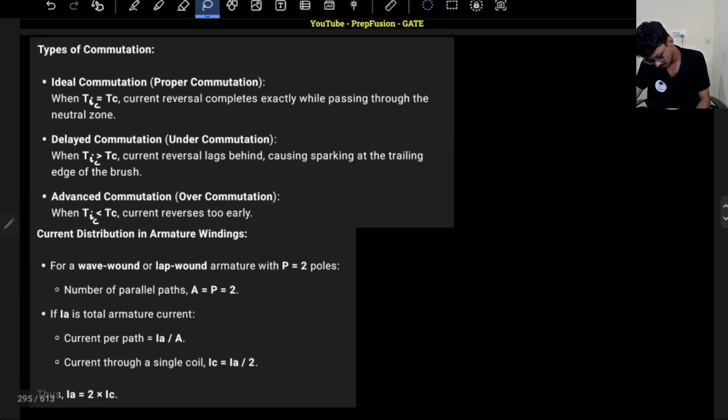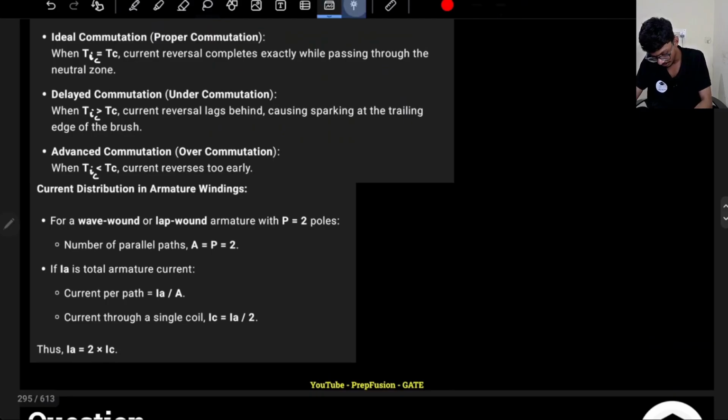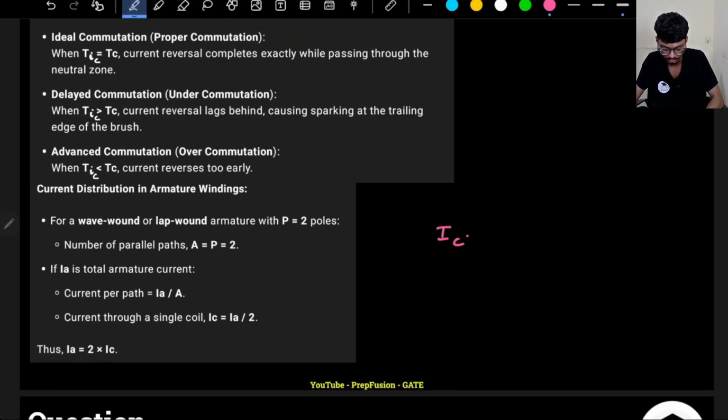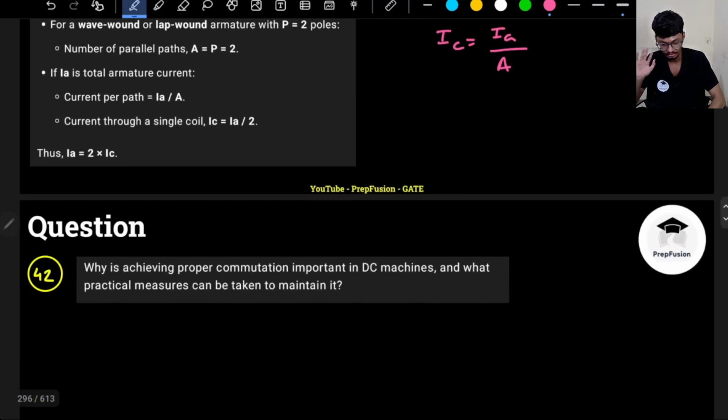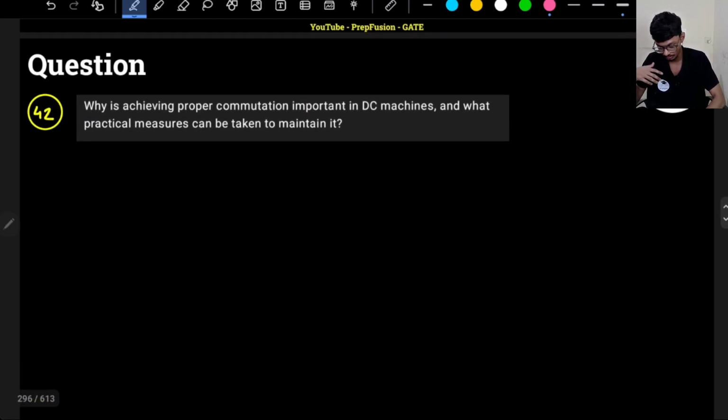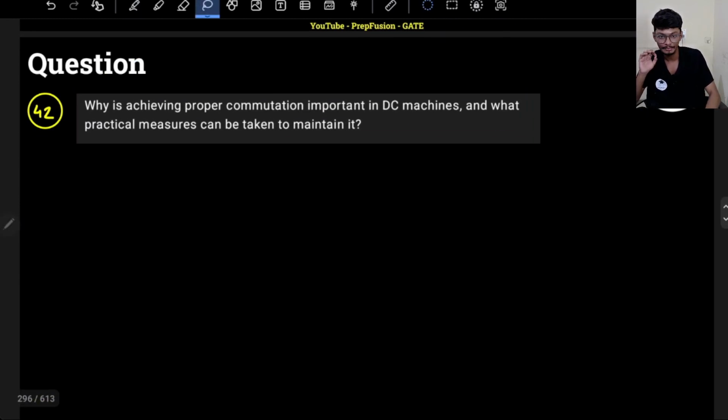Now one more thing, what is IC current? IC current will be the current through every coil. It is simply the overall armature current by the number of parallel paths. For lap winding it will be IA by A, for wave winding it will be IA by 2. That's it, very simple. These are the things that you have to keep in mind.